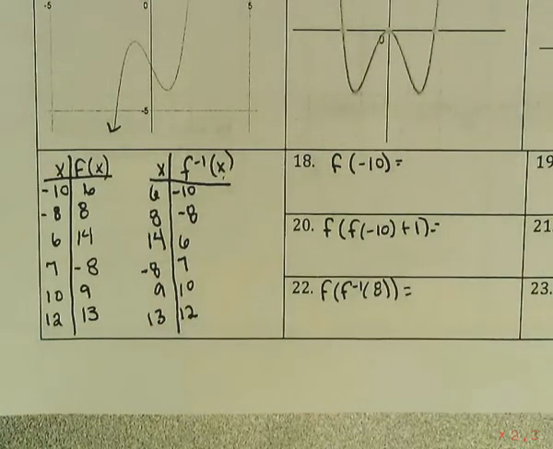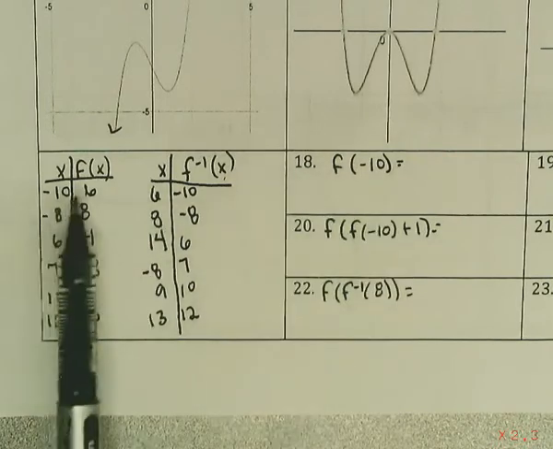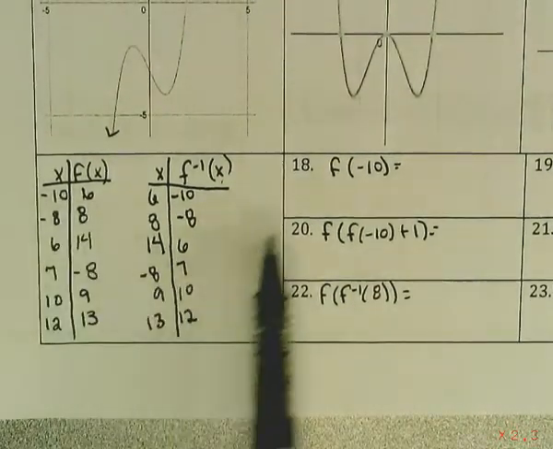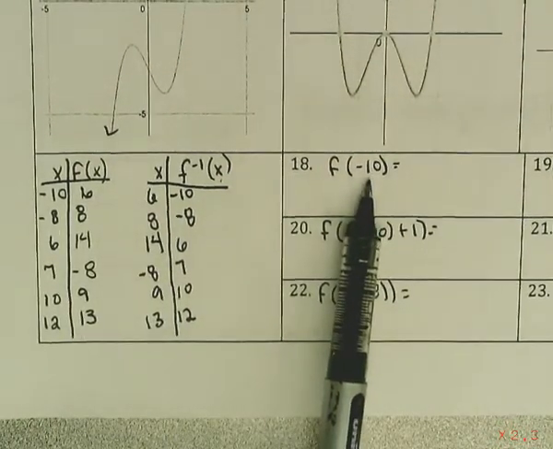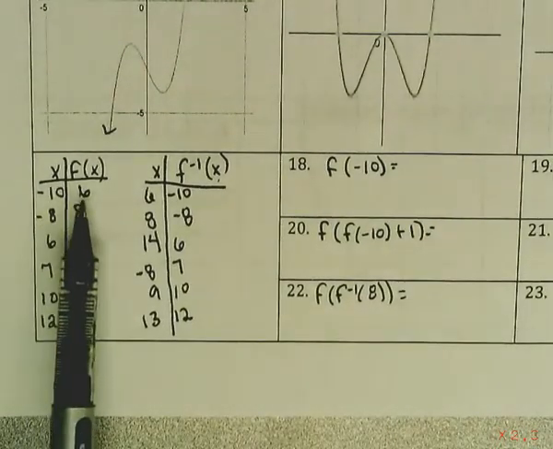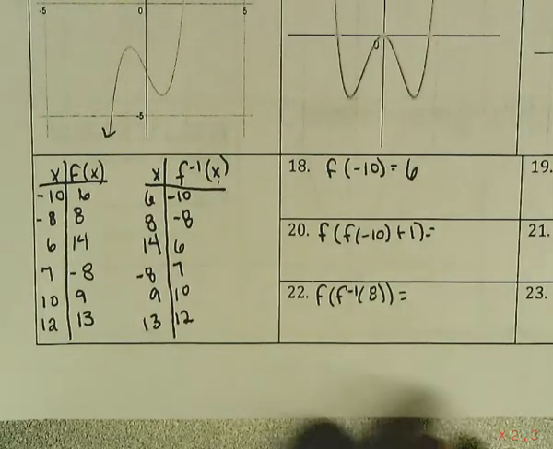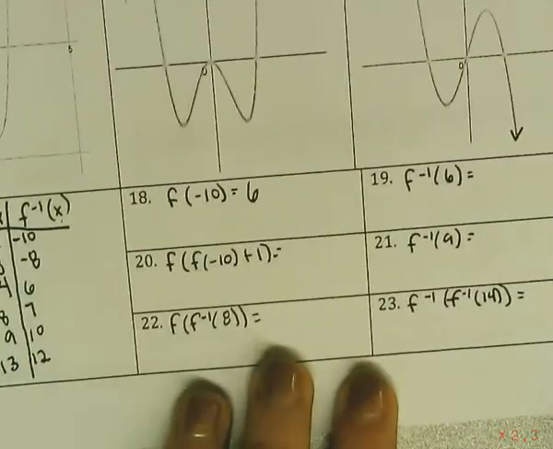Now, it's the part on the right where we have to really start using our brain. So f of -10. That does not have an inverse sign, so you're looking at this table. -10 is what we're plugging in. What are we getting back out? If I plug in -10, I get 6 out. So that's the answer.